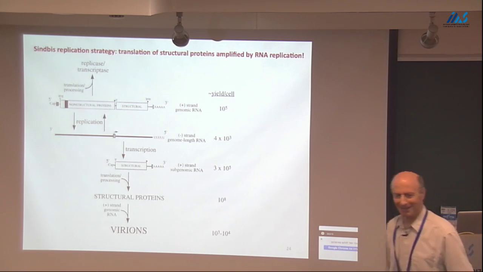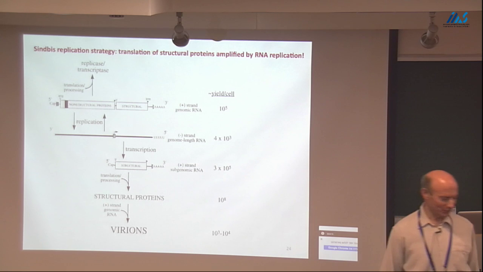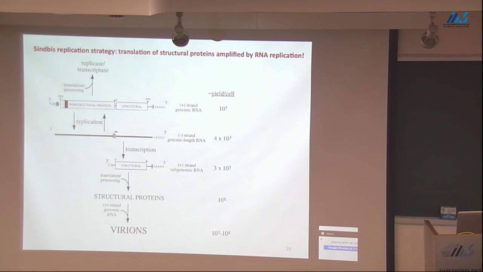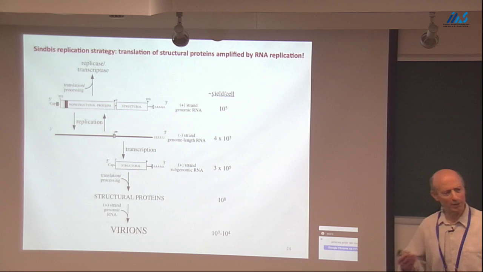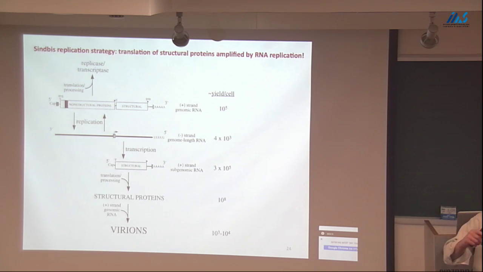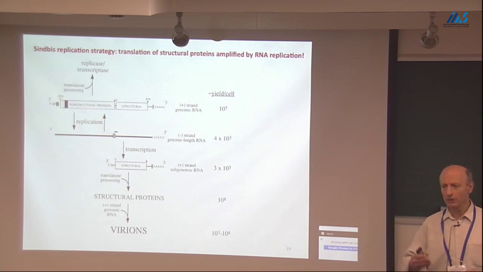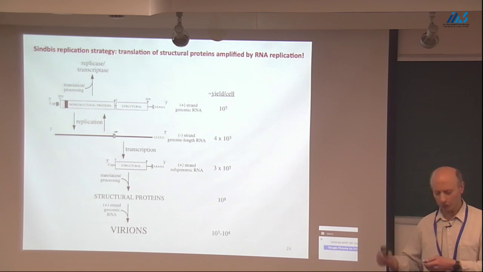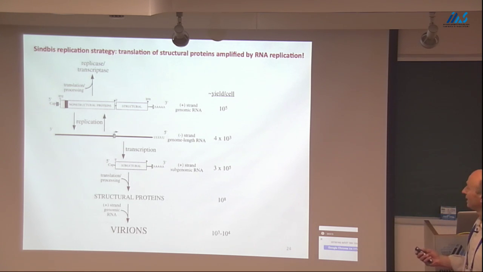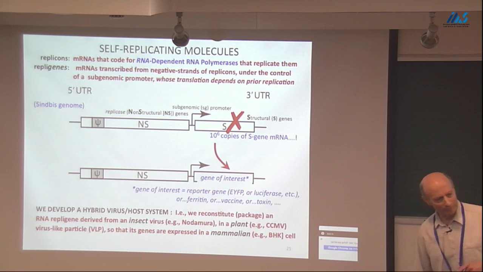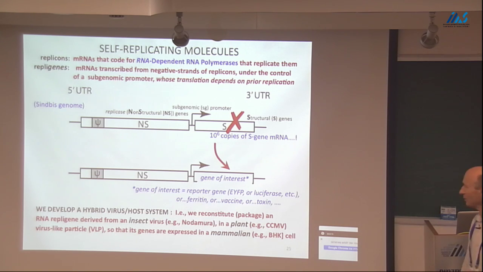This genome is too long to package into a single capsid. That's why I bothered to show you that. In fact, we know that this molecule is packaged by three or four capsids. That doesn't give the same protection to the RNA. So we started looking for a positive sense RNA virus whose genome is significantly shorter. And we found one in an insect virus, which I'll tell you about.